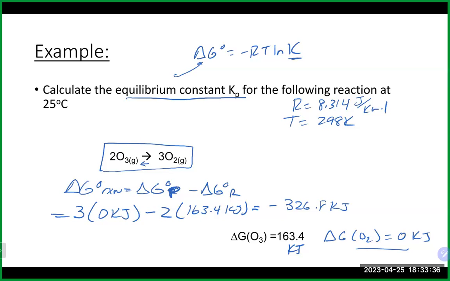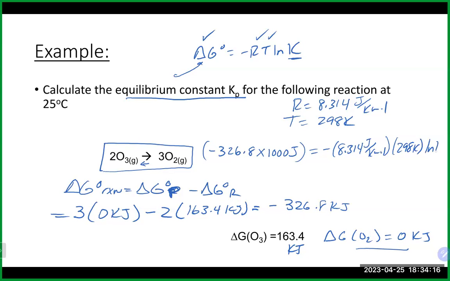Any questions so far? So now we have our delta G, we've got our R, we've got our T, and in this case, we are ready to hopefully solve for this. We're going to put our negative 326.8 kilojoules. Just because it's in my head, I'm going to convert it to joules because of the R value. Once again, if you want to convert the R to kilojoules, you can do that, whichever way you want to do it. That is going to equal my negative 8.314, which is my R value, my temperature 298, and my natural log of K.